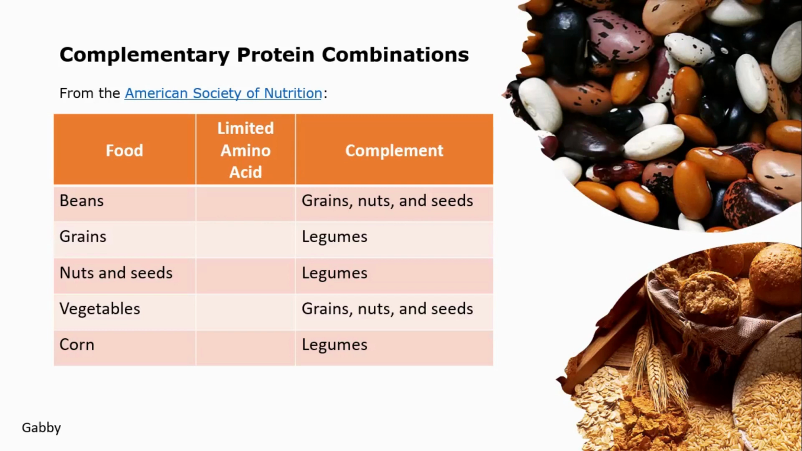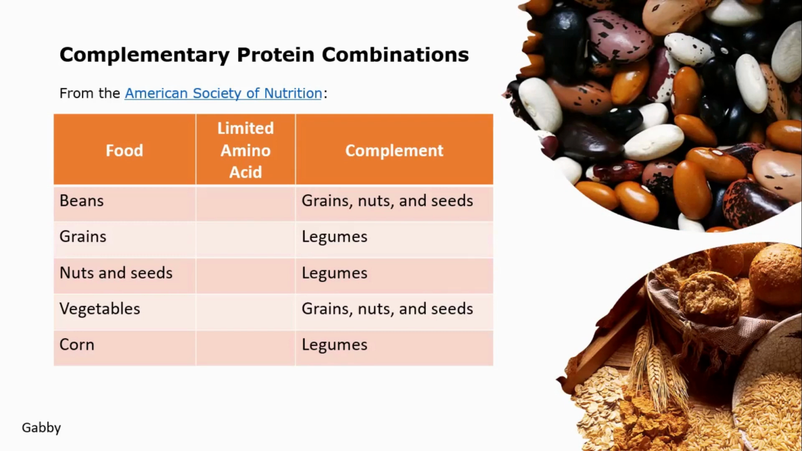But beyond that, if we look at the foods column, we have beans, grains, nuts and seeds, vegetables, and corn. And if we look across to the other side, we can see their complements. So let's say we make a meal with grains, rice. And now we want to think of what we can combine with grains to create a complete protein for our meal. Looking at this table, we would combine grains with legumes.